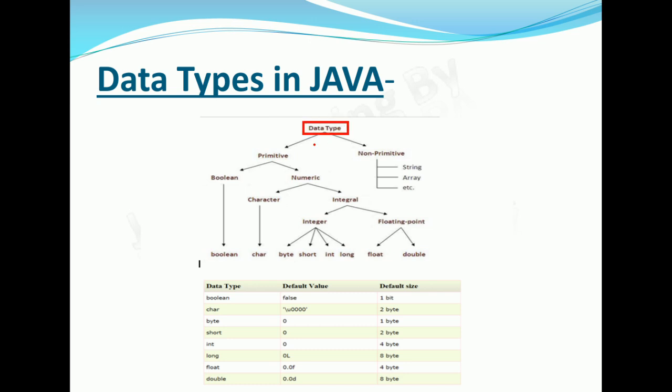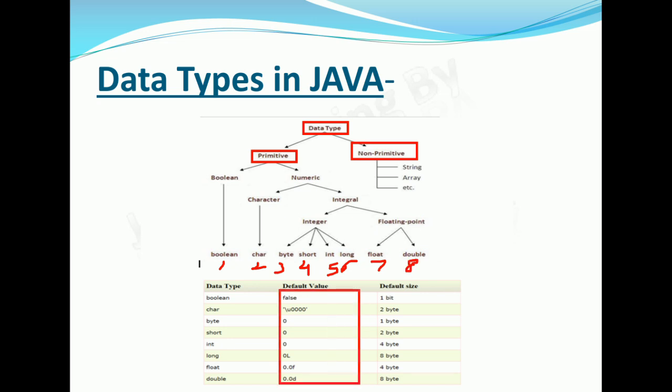Data types are of two types. First one is primitive and second one is non-primitive. Primitive are basically subdivided into various categories like Boolean, numeric, and then numeric is also subdivided into further categories. And finally, we get these data types: Boolean, char, byte, short, int, long, float, and double. You can see the default value of these primitive data types. For example, the default value of Boolean is false.